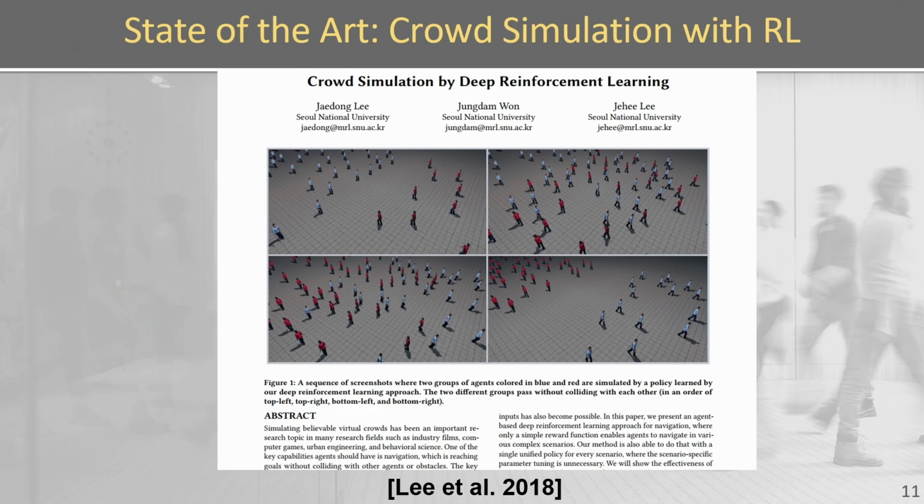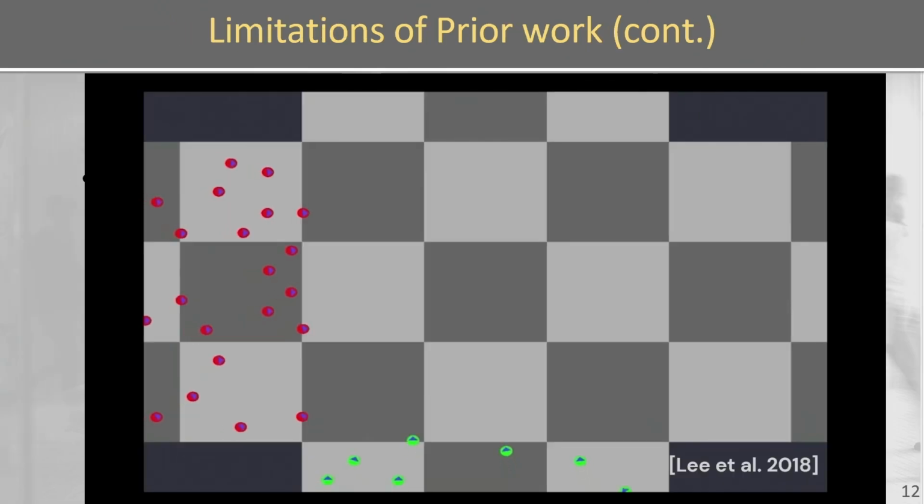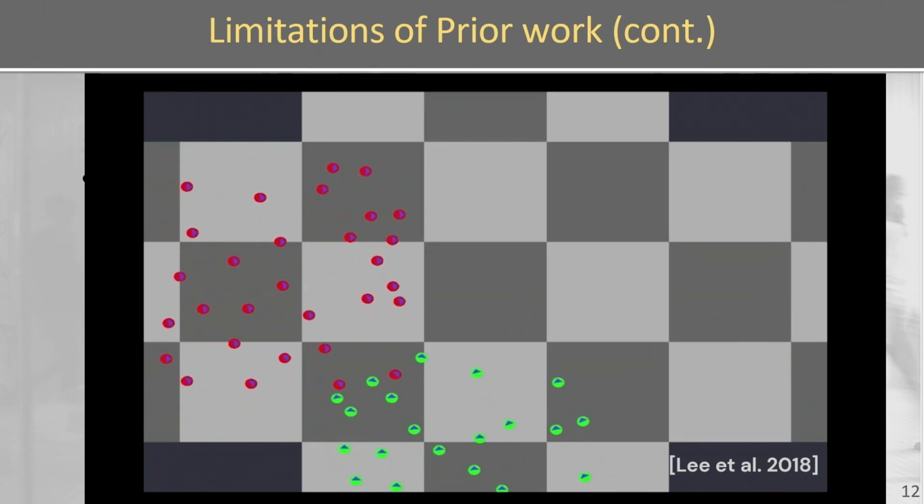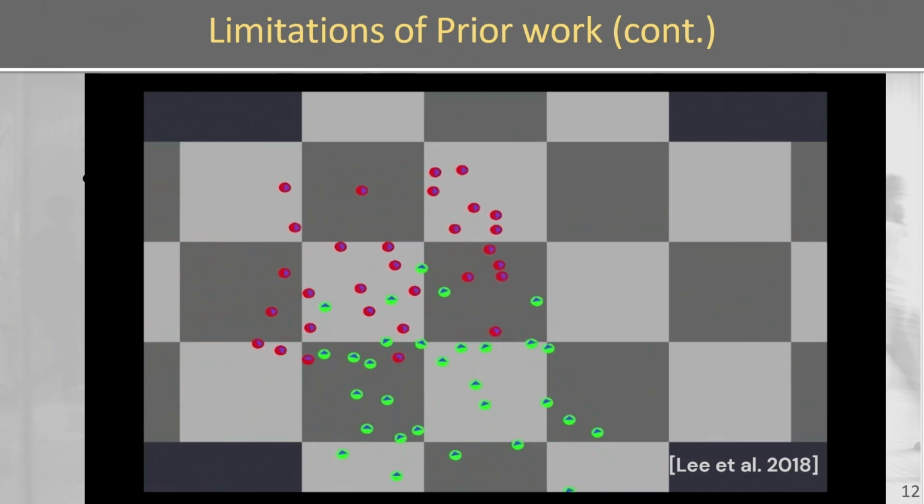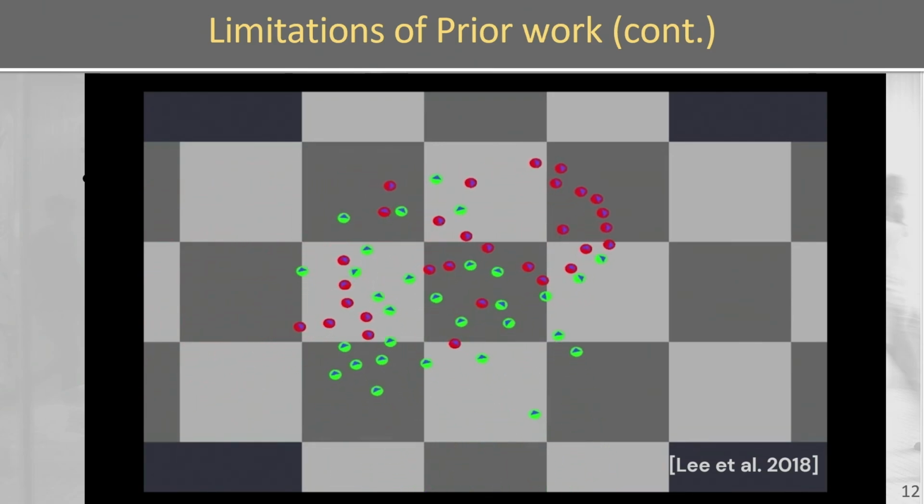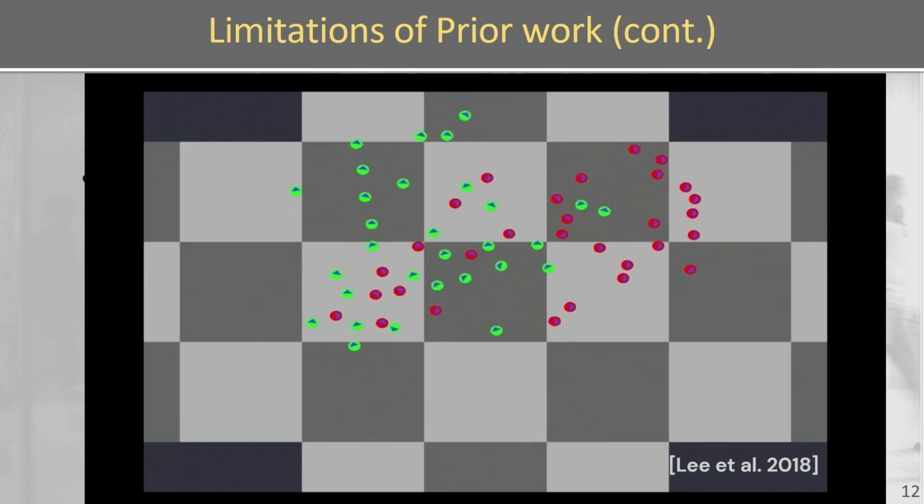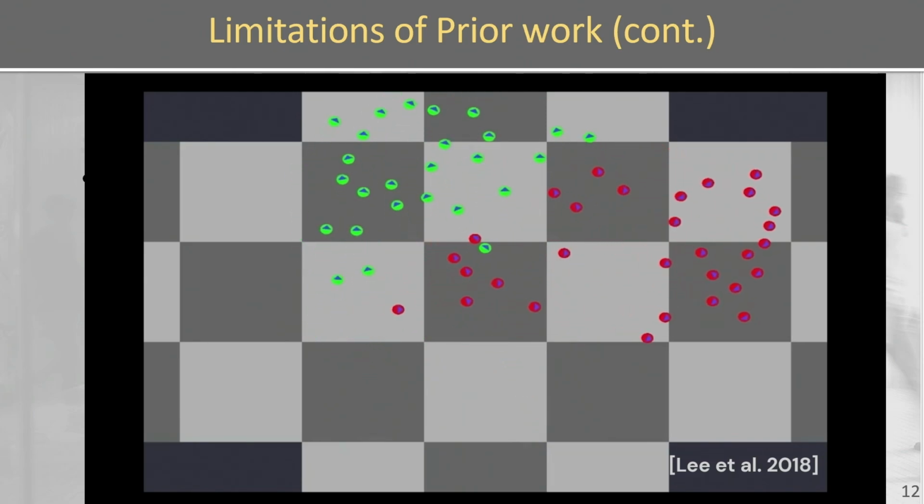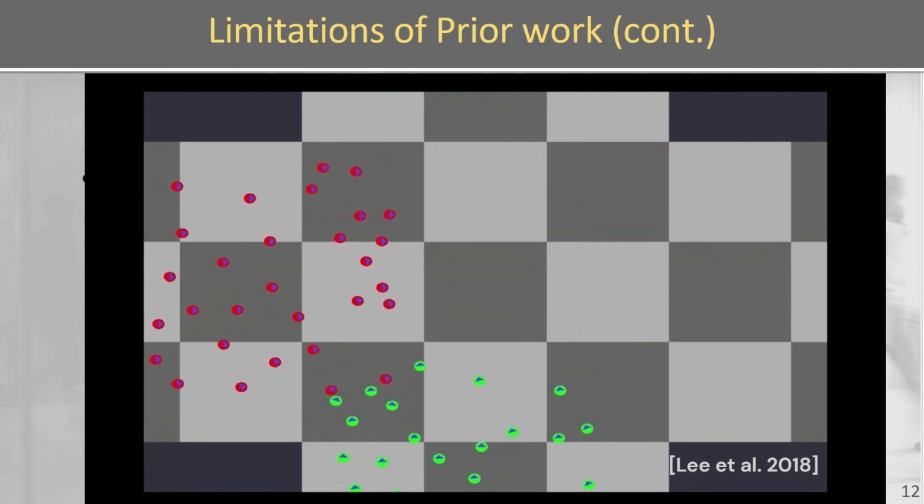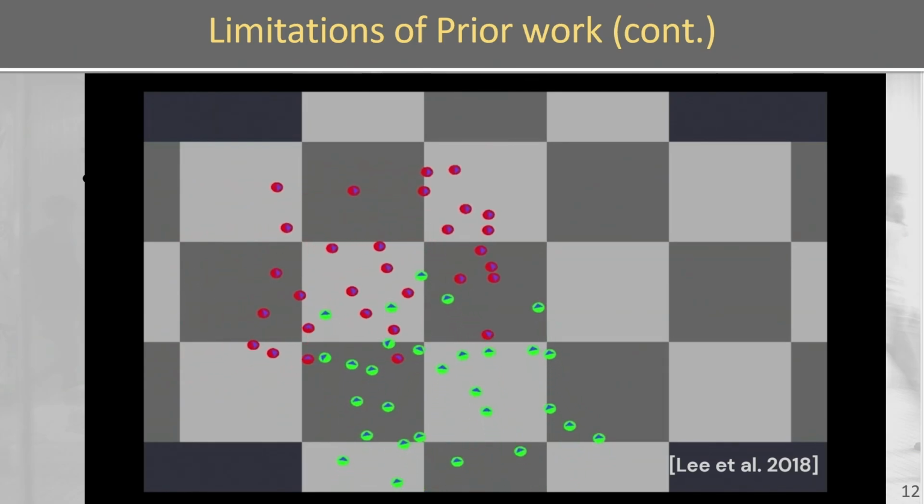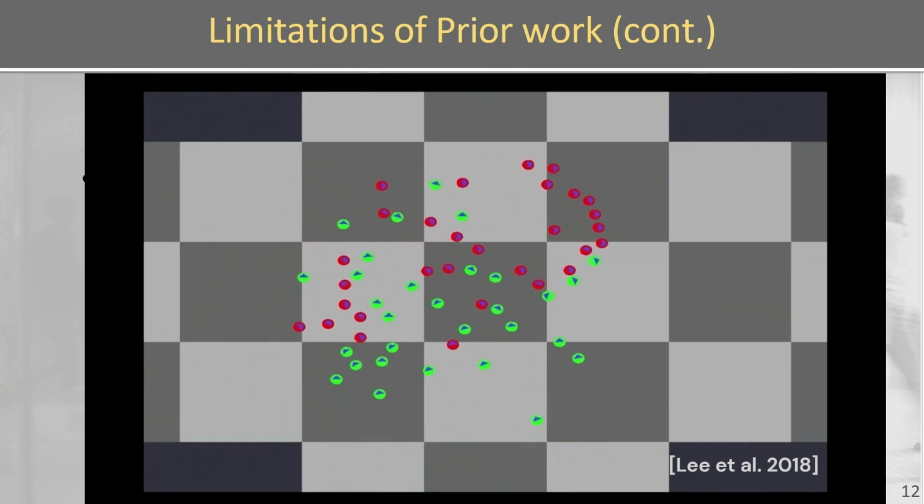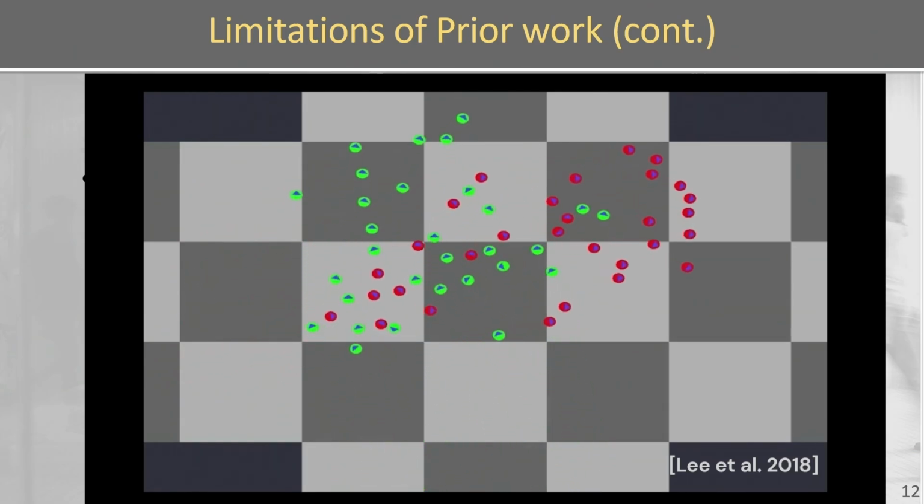Crowd Simulation by Deep Reinforcement Learning by Jade and Lee is one of them, where they propose a reward function to move crowds in different novel scenarios. But as you can see in their results, they still have some limitations, like sudden frequent changes in their trajectories and sudden orientation changes, which don't look good and are not desired in crowd simulation.